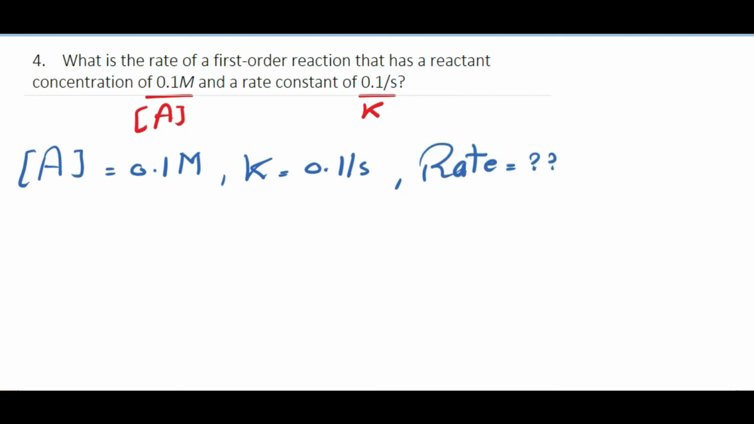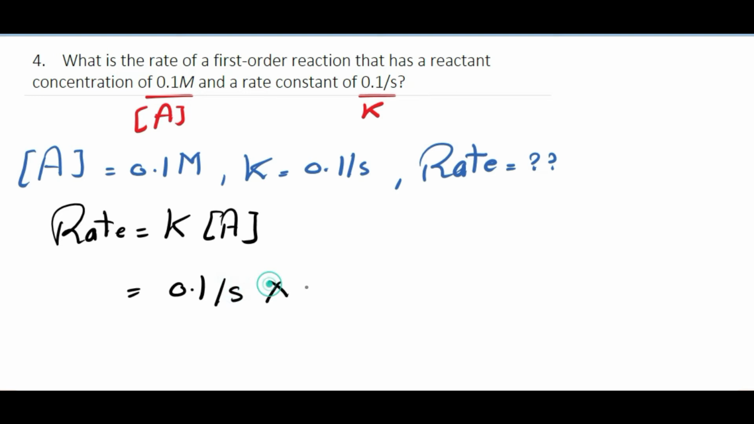After that you write the equation. The equation here: rate equals constant multiplied by the concentration. You should remember this point, this is only for the first order. So rate here equals the constant K 0.1 per second multiplied by the concentration 0.1 molarity. The final answer here would be 0.01 and the unit molarity per second. This is the answer for problem number 4.